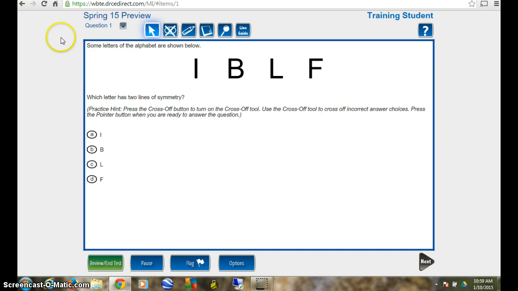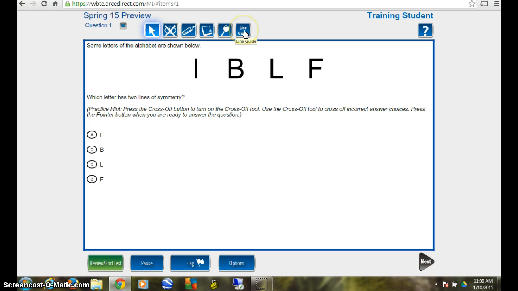Let's just take a look at some of what we see on the screen. This is what the screen should look like when we take the actual MSTEP. And it has the question number. If we click on this drop down box, it shows all the questions that are in this section. And this here is the pointer tool. Here is the cross off, if we were going to cross off information. This is the highlighter, and this is the sticky note tool, and the magnifier, if we wanted to magnify the screen, but that would be if we had trouble seeing.